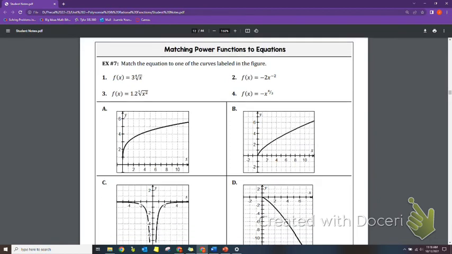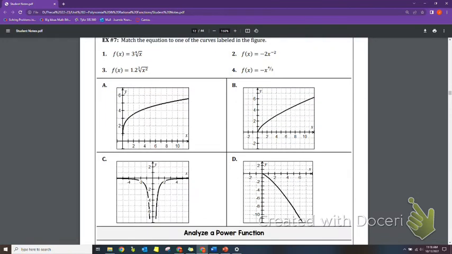All right, so example 7 says to match the equation to one of the curves labeled in the figure. So let's look at what we've got here. Look at your 1, 2, 3, and 4. And then look at your A, B, C, and D. And so let's look at, I don't know which one.